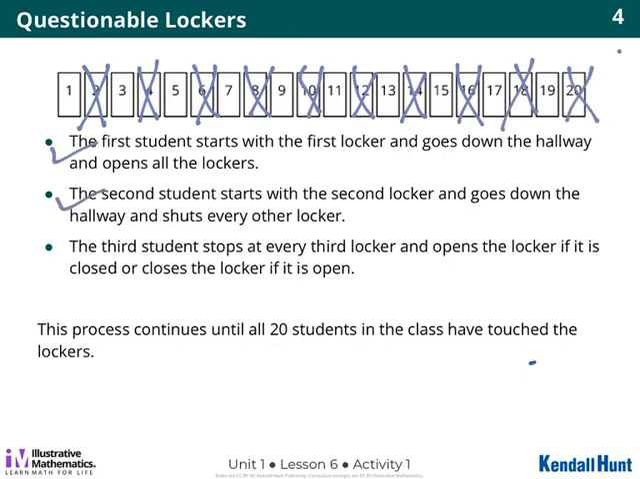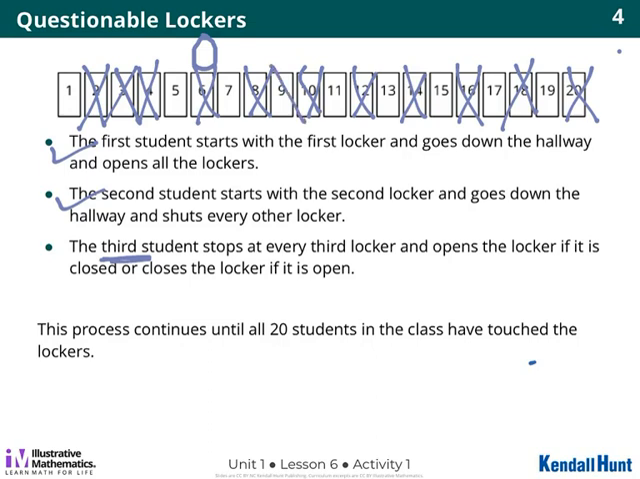Okay. So then I go to the third student. He's going to start at the third locker. And if it's open, what's he going to do? Close it. And if it's closed, what's he going to do? Open it. Okay, so we've closed 3. So count by 3s for me. 3. Okay, now hold on. 6 is closed. So what I did is I did an O for open above it. And I kind of started stacking. Okay? So 3, 6, 9.